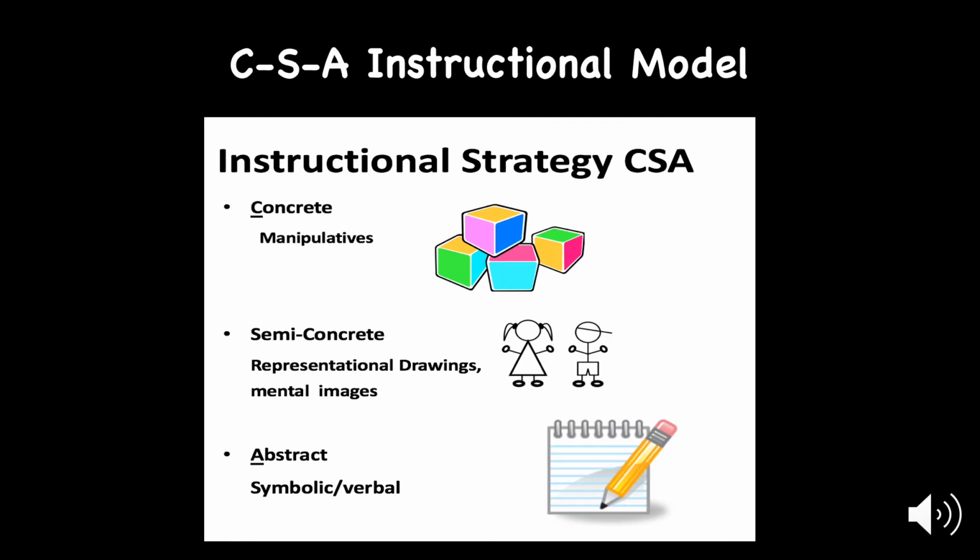The concrete, semi-concrete, abstract, or CSA, is an instructional model in which students construct their own mathematical knowledge of a concept. It is not always a linear process, and many times the stages will overlap and need to be revisited throughout the learning process.